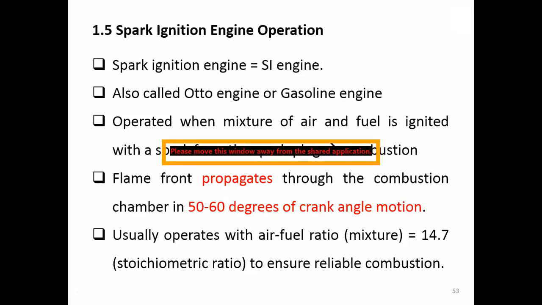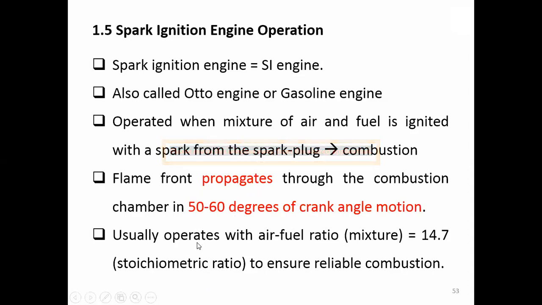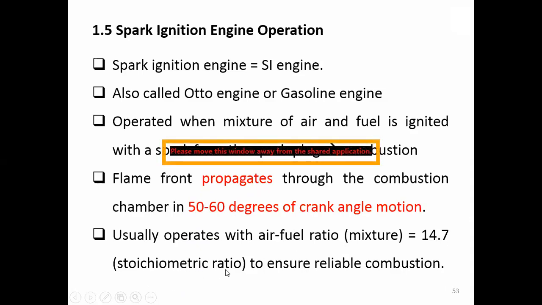And this time represents how long the flame front takes to propagate through the combustion chamber. Usually, it takes about 50 to 60 degrees of crank angle motion. This spark ignition engine usually operates with an air-fuel ratio of about 14.7. I think everybody remembers this ratio. This is called the stoichiometric ratio, which means complete combustion, to ensure a reliable combustion.